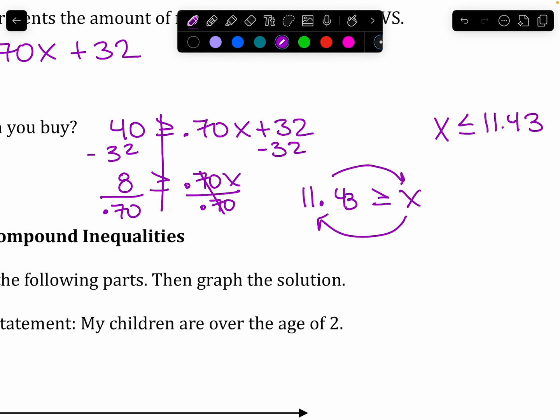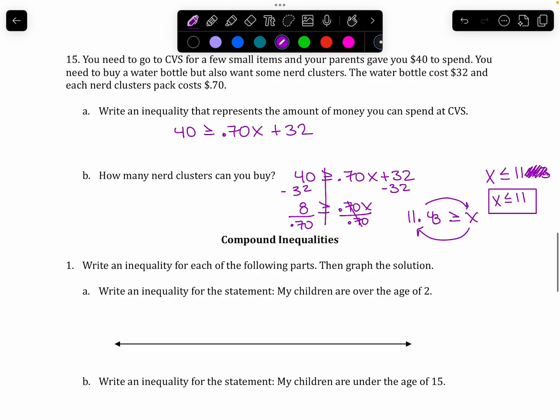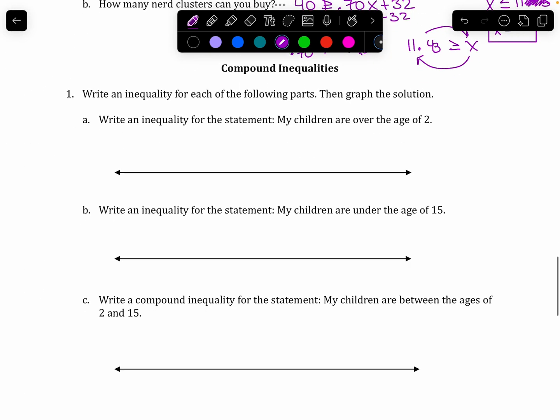Now, you cannot purchase 0.43 of a packet of Nerds clusters. So we're going to just get rid of that. And this is saying that you can buy 11 packets of Nerd clusters or less and stay within your $40 budget. Okay. All right, now let's talk about compound inequalities.